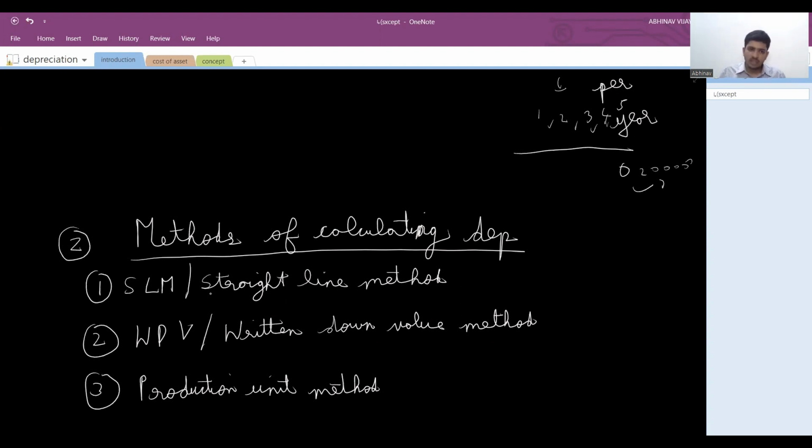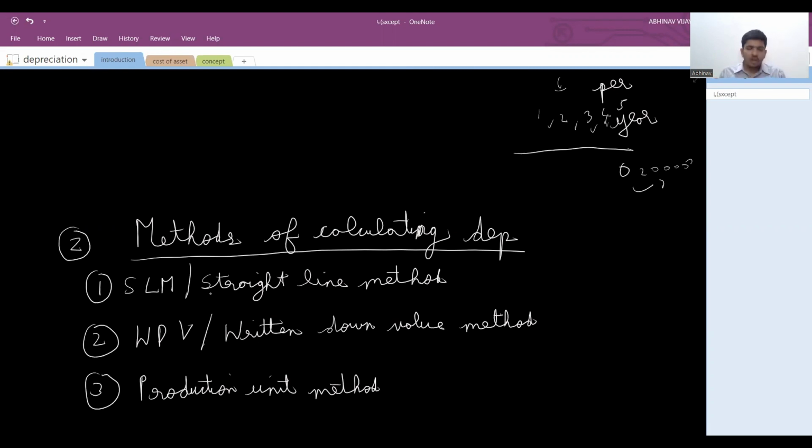Like SLM is called straight line method, or it's called fixed installment method, or it's called original cost method. Then WDV is called reducing installment method or diminishing value method. Production unit is also called unit of production method. All these names, I've given it in the PDF. Just go through it. But even while doing the questions, I'm going to use different names while solving this question, so that any name they ask, you don't get flustered during your exam. Your concept is very clear that you know what you have to do when.